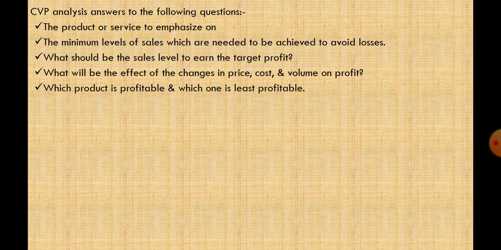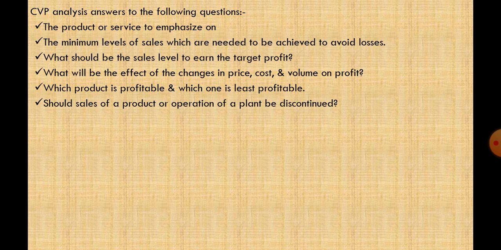Then, which product is profitable and which one is least profitable? So you make some comparison between the items that you have in your organization. Then, should sales of a product or operation of a plant be discontinued? So you have different branches in different towns. You have to make some analysis to find out if you're going to continue with that branch. Also, are you going to continue with the operation of the current plant that you have? So the CVP analysis will assist to answer these questions.